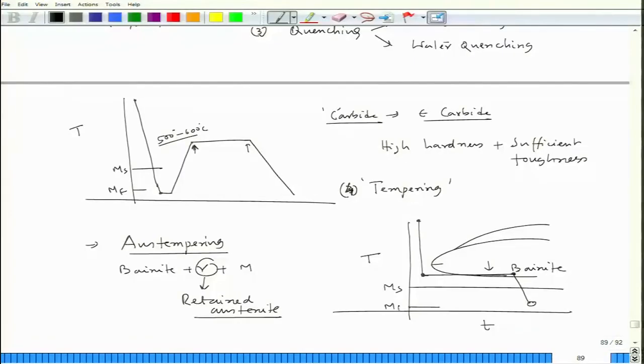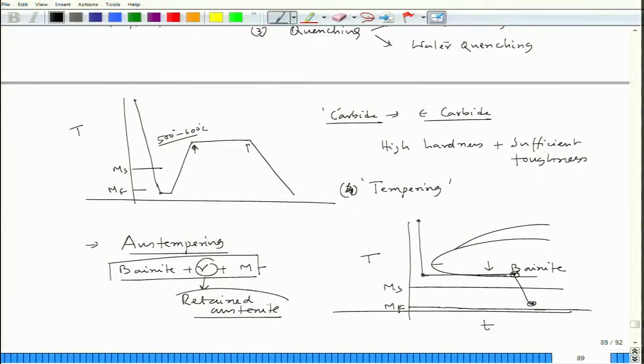So, the remaining austenite can convert into martensite. If this is the MF temperature, and this temperature is below this particular point, a little bit of austenite would still be left out, because the austenite left at this point would not be able to convert completely to martensite. So, I would have a mixture of bainite, retained austenite, and martensite.